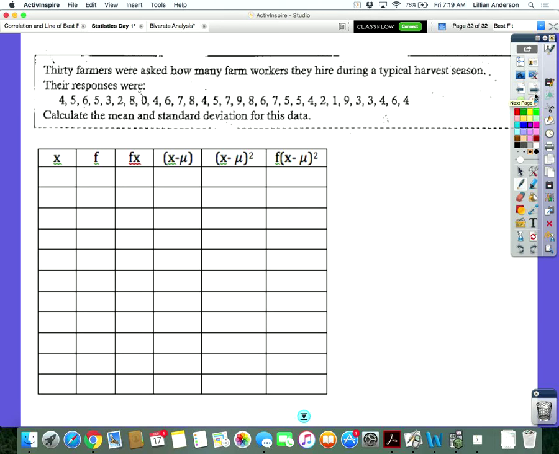Okay? So let's actually go about finding out the mean and standard deviation of a particular data set. It is pretty straightforward. There is a calculator way to do it, and I'm going to show you the calculator way now. There will be a separate video of how you do it by hand.